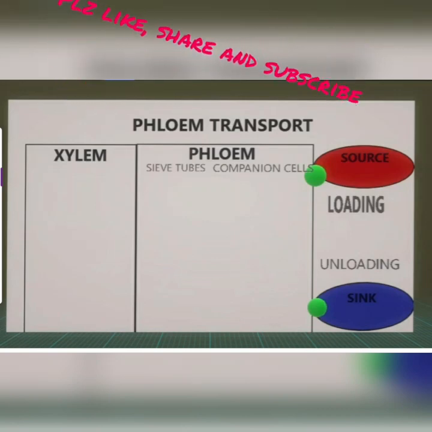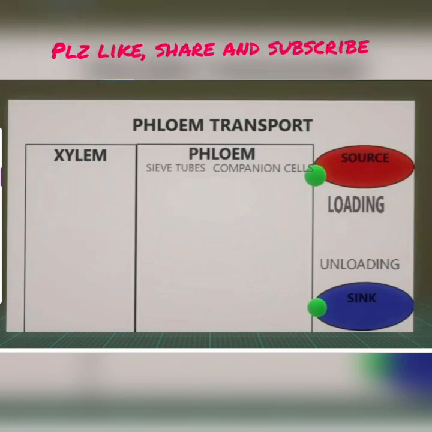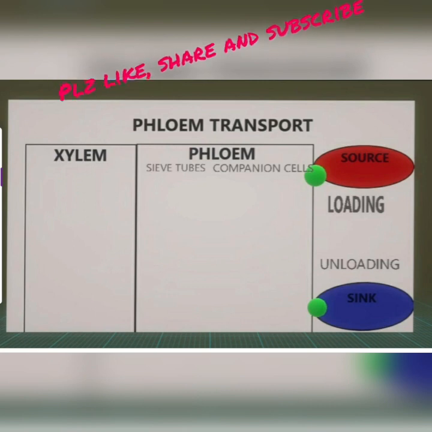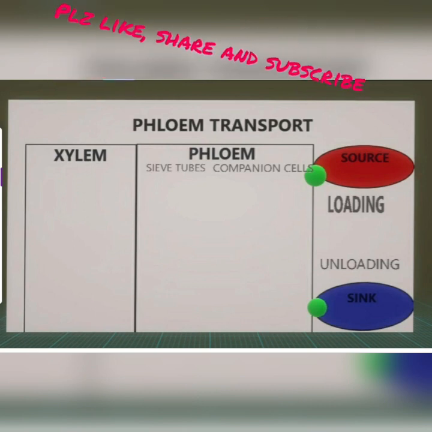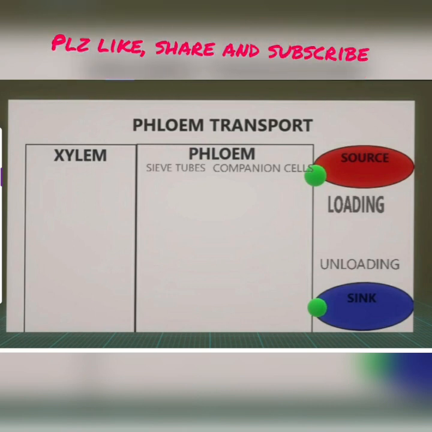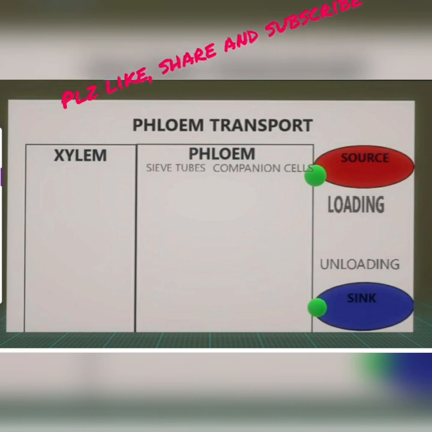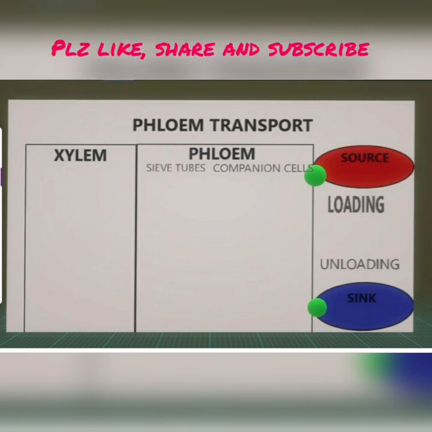Hi guys, today we are going to start with a new topic, that is phloem transport, and in this topic we are going to see how food is translocated through phloem from source to sink. The most accepted theory for explaining phloem transport is the mass flow hypothesis, which we are going to discuss over here.